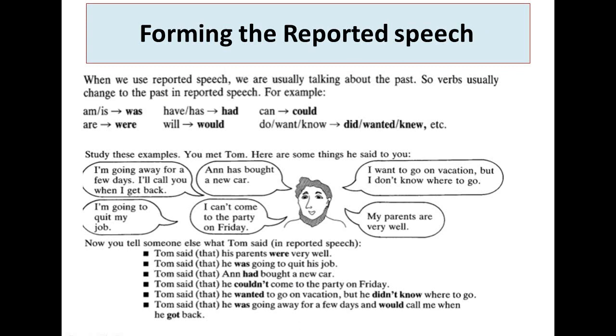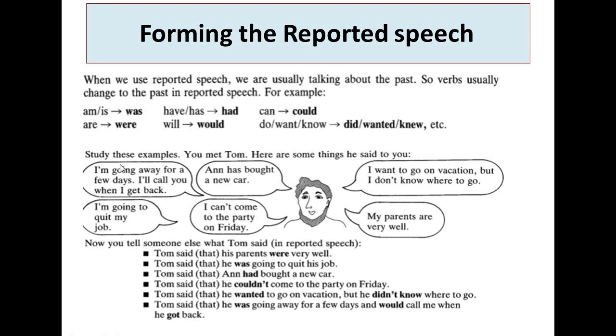So let's see how we can form reported speech, or the structure of reported speech. When we use reported speech, we are usually talking about the past. When we report what somebody else said, we are talking about the past. Why? Because he already said something, and we want to report what that person said to another person.